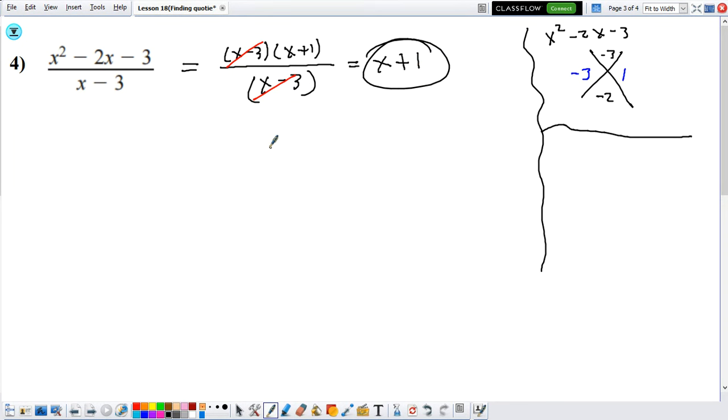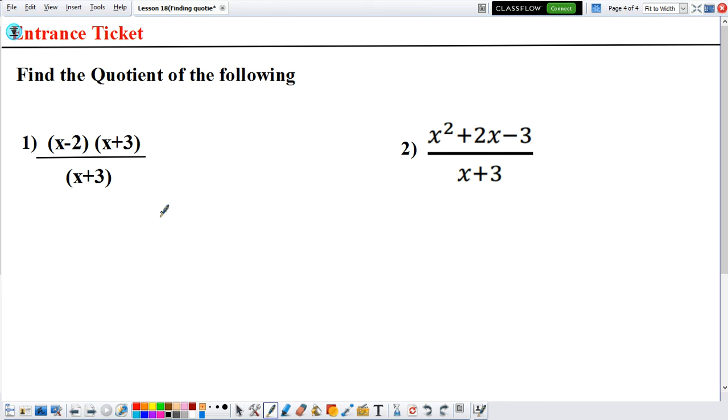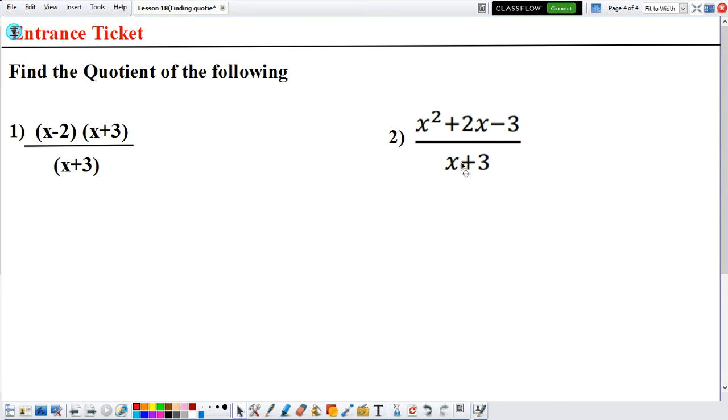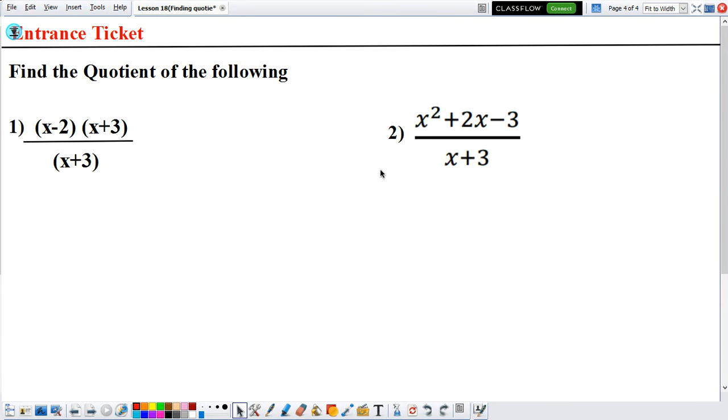Now, you see that basically it's just a game of factoring. You need to remember how to do factoring, which you can do in different ways, such as difference of squares, or you can use the x method. And then you simplify, and things will cancel out. So here, for your entrance ticket, find the quotient of the following. You've got two examples here. Try to find out what is the result after you divide them.